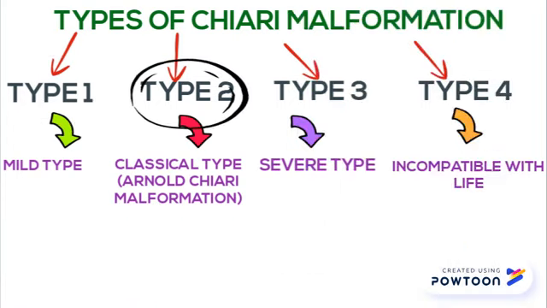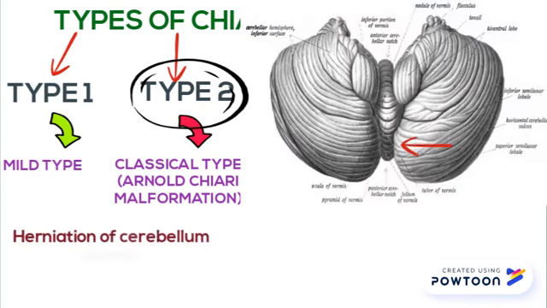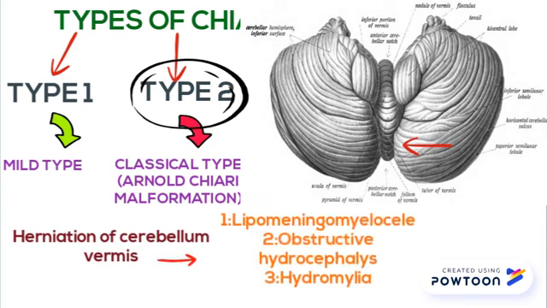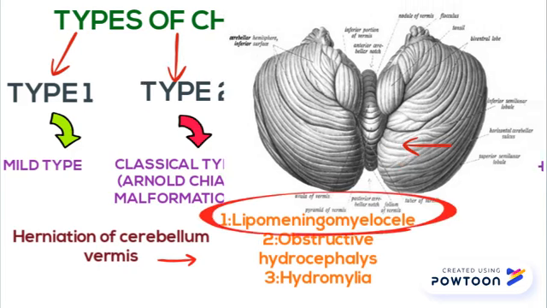And type 2 Chiari malformation, which is also called as Arnold Chiari malformation, is due to herniation of the cerebellum vermis. So it is associated with lipomeningomyelocele, obstructive hydrocephalus, and hydromyelia. Lipomeningomyelocele is basically the type of spina bifida.